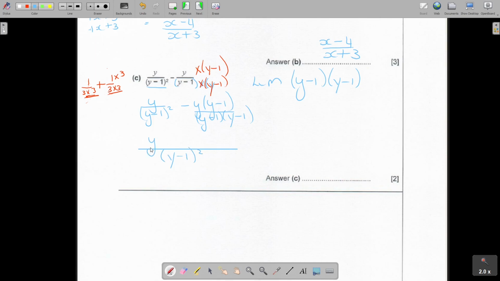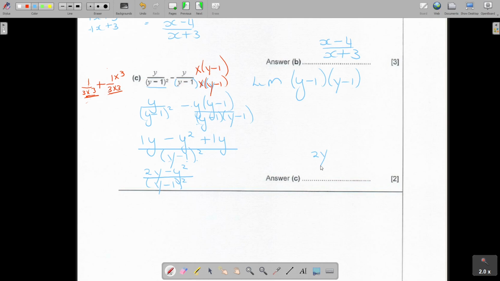So this was y, because these 2 brackets will give you this. Okay, and now I can basically just multiply negative y times negative y is negative y squared. And negative y multiplied by negative 1 is positive y. And if I simplify this, I get 1 plus 1, so it's 2y minus y squared over y minus 1 squared.